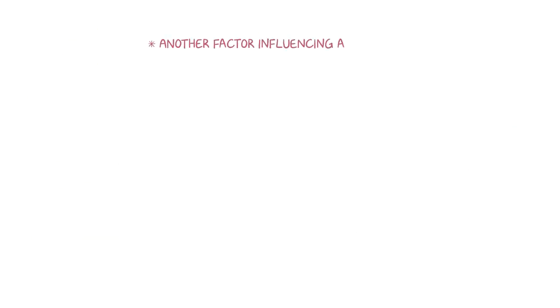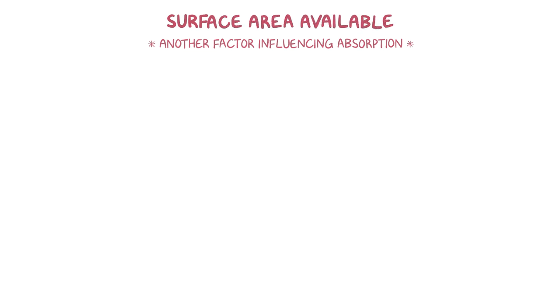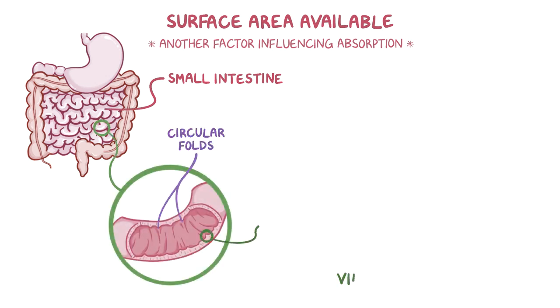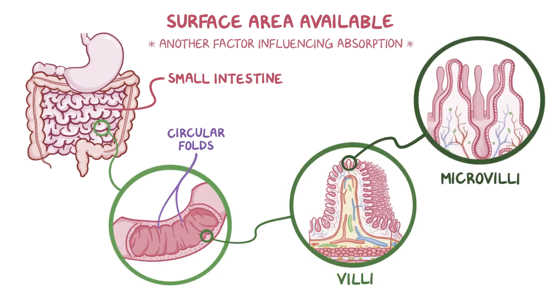Another factor influencing absorption is the surface area available. A good place for absorption is the small intestine, with its circular folds, villi, and microvilli. The total surface is actually about 250 square meters, the size of a tennis court. Other factors also include the blood supply to the absorption site and the presence of food or other material in the gastrointestinal tract that can either promote or inhibit absorption.